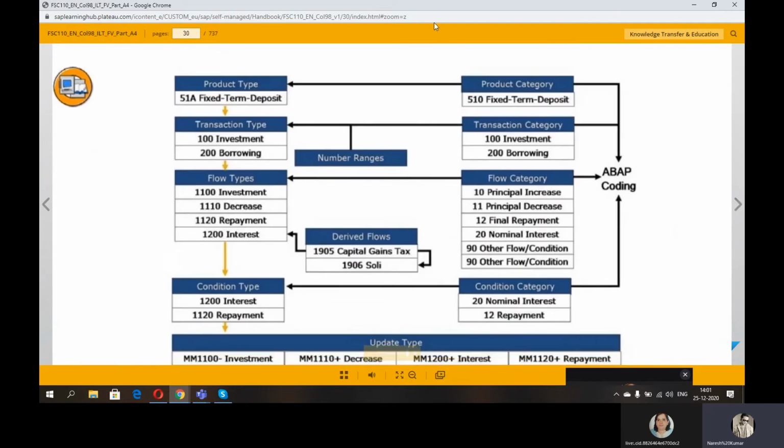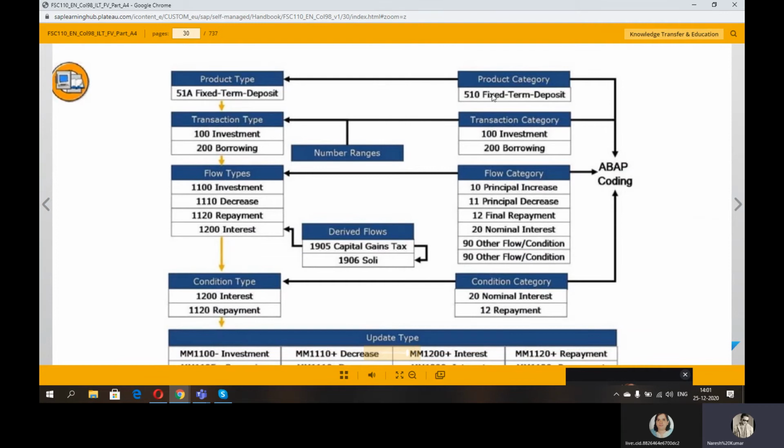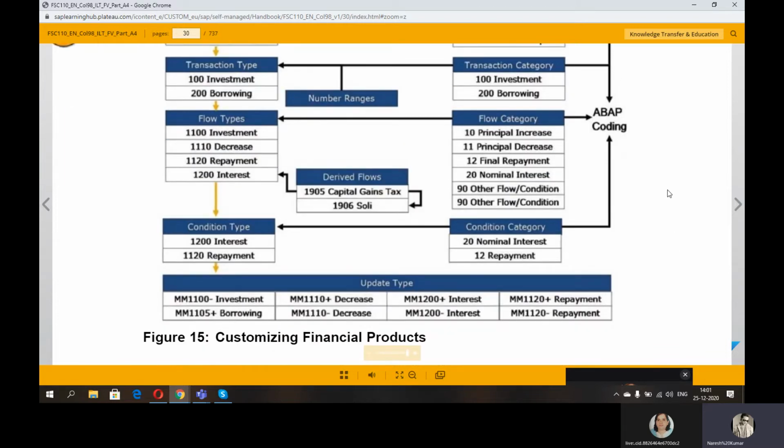See, if you are done with 51A, the product type, the product category is 510 for fixed deposit. The transaction type is whether it's an investment or borrowing. So based on investment or borrowing, the flow types will be triggered. So based on the flow types, we will be having different flow types like whether it's an investment or it is a decrease or a repayment or interest. These are the standard things we have in SAP. So based on this, the conditions will be recorded. Based on condition, whether it's an interest repayment, we normally have more options. So based on that, we will go for money market.